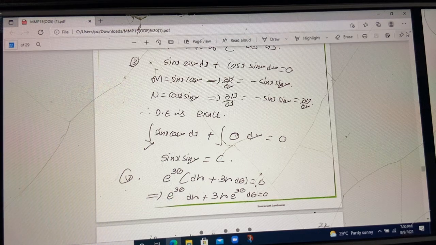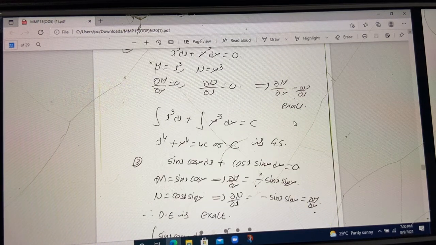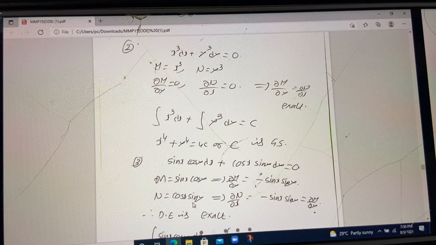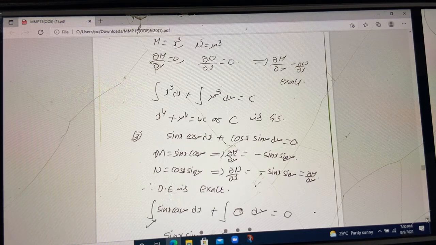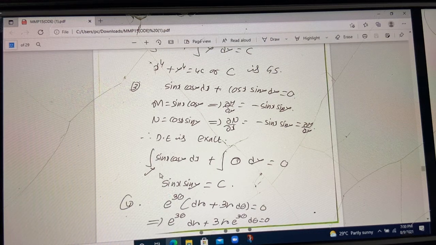So here, what is N? N is cos x sin y. In this, there is no term not containing x. The terms there contain x, so it is 0. You have to integrate partially with respect to x, that means regarding y as constant. So you can take cos y out and integrate only sin x dx. For sin x, what is the integral?